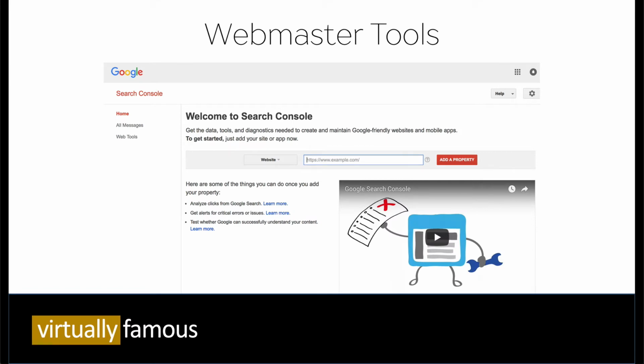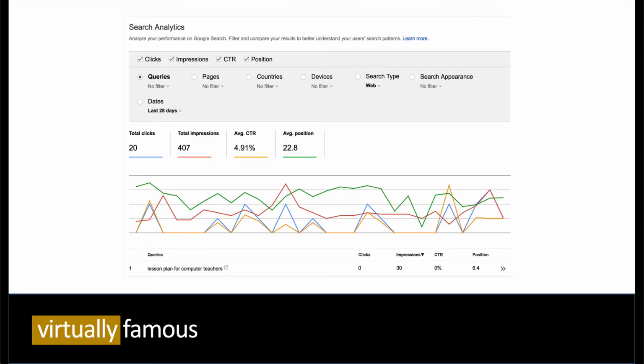Okay. Now, the second thing, we have analytics. We have a thing called Webmaster Tools, or Search Console, as it's more commonly known now. Search Console gives us some specialized information. We use the same Google account to sign up for it, but it gives us more information about what's happening on the search engine. So, for example, we have clicks and impressions, click-through ratios, and positions.